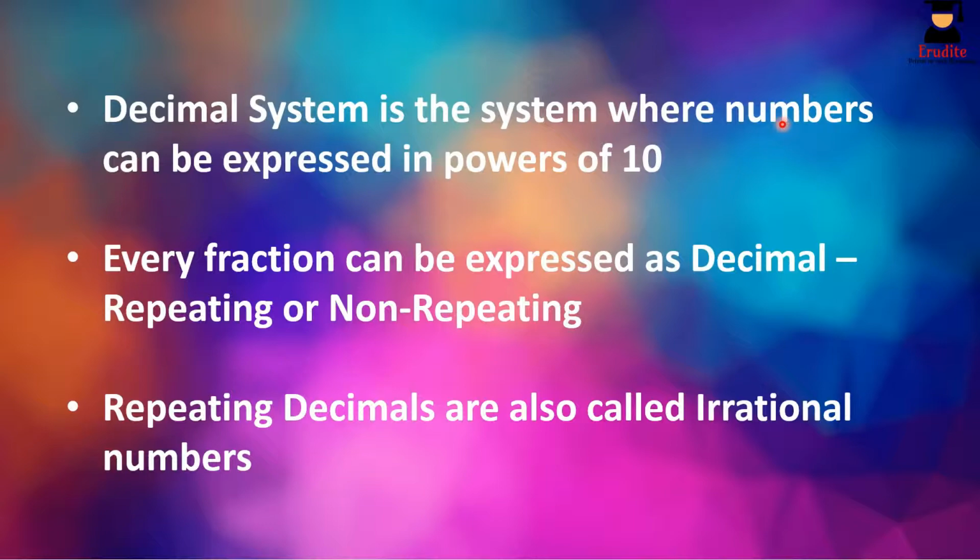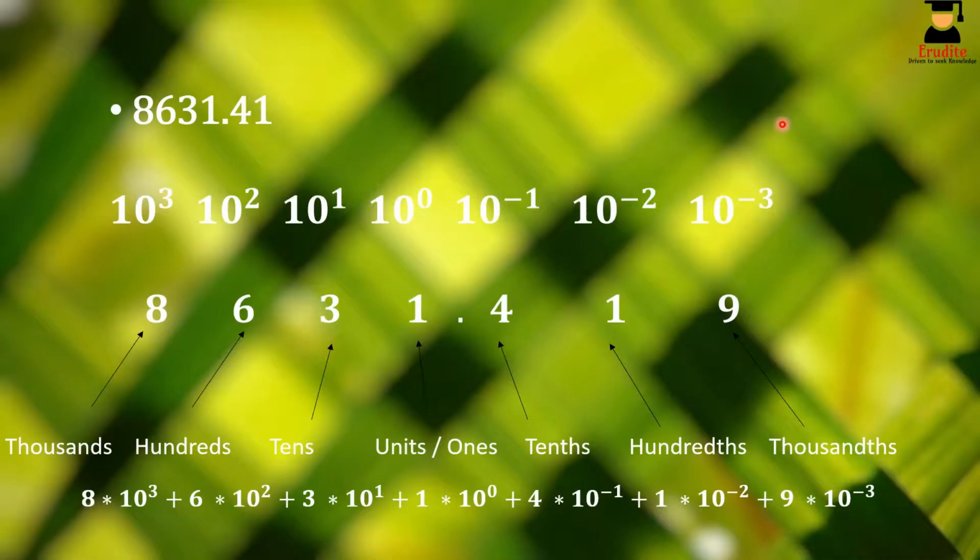Also, repeating decimals is something that you call an irrational number. So if you see a repeating decimal, obviously that decimal is an irrational number. We'll see what are repeating and terminating decimals. Don't worry, just give a few moments.